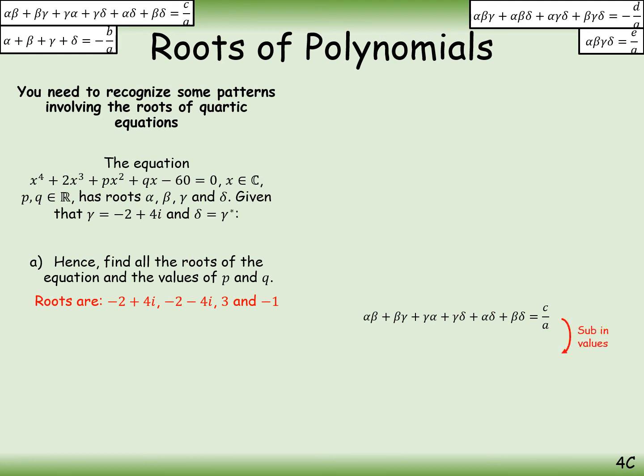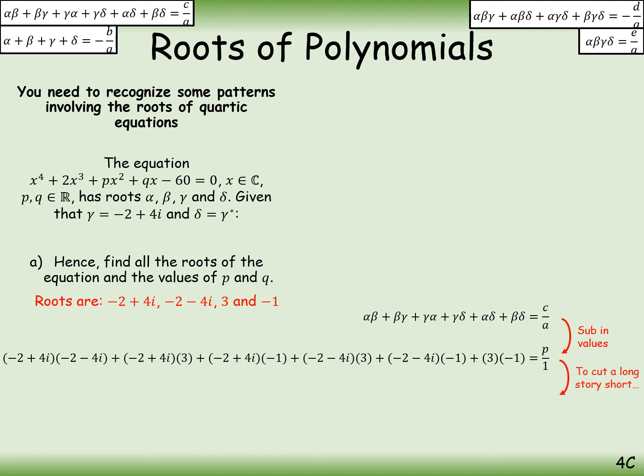So now we know the sum of the doubles is equal to c over a. So if we substitute this information in, alpha beta, beta gamma, gamma alpha, and so on, you get this, which looks quite horrendous. But to cut the long story short, you could just write that as 9 is equal to p. Now guys, you are doing further maths, so you do expect some heavy calculation at certain times.